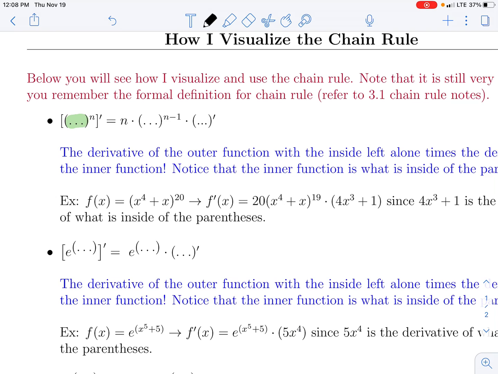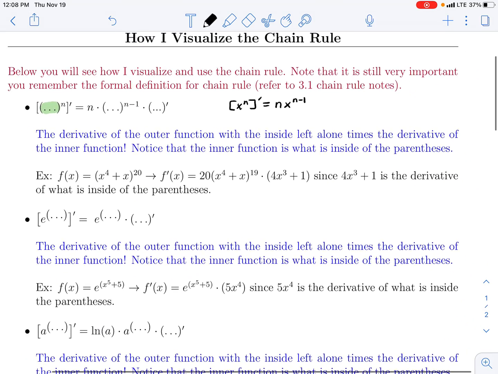Because when you see this parentheses to a power, does this remind you of something? Hopefully you tell me this reminds you of the power rule, except the power rule tells you the derivative of x to the n is equal to n x to the n minus 1, where x is your variable, right? So we just had a variable x. We didn't have a function like, I don't know, x cubed plus 5x plus 1 raised to the third power, for example. That's what I'm talking about when I say parentheses to a power versus just the variable x to a power.